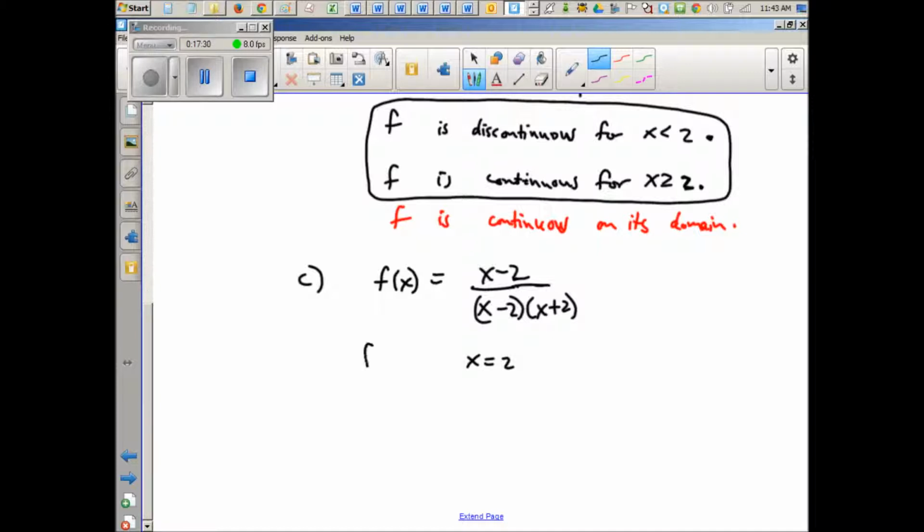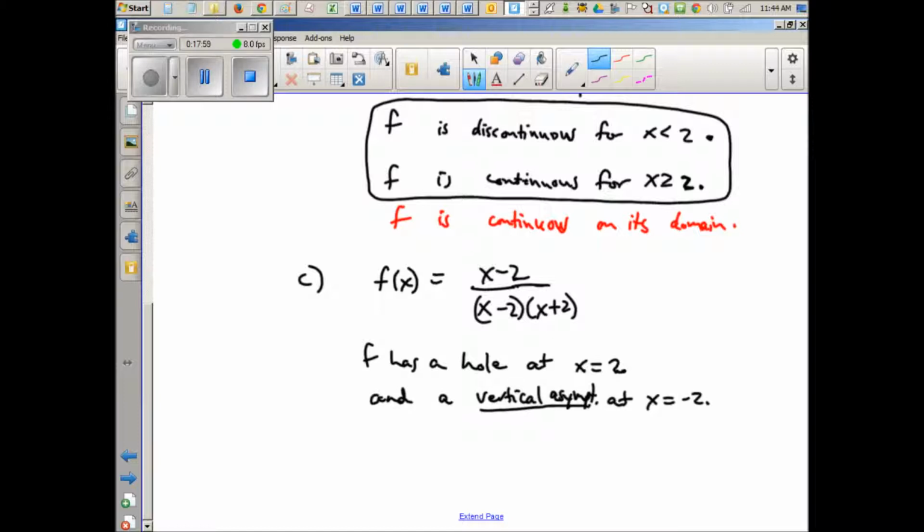Yeah, you could say f has a hole. F has a hole at x equals, now is that going to be at 2 or negative 2? 2. Good, because that's the one that cancels. Good. And what's going on at x equals negative 2? Yeah. The one that's not canceling, that's a VA. A vertical asymptote at x equals negative 2.